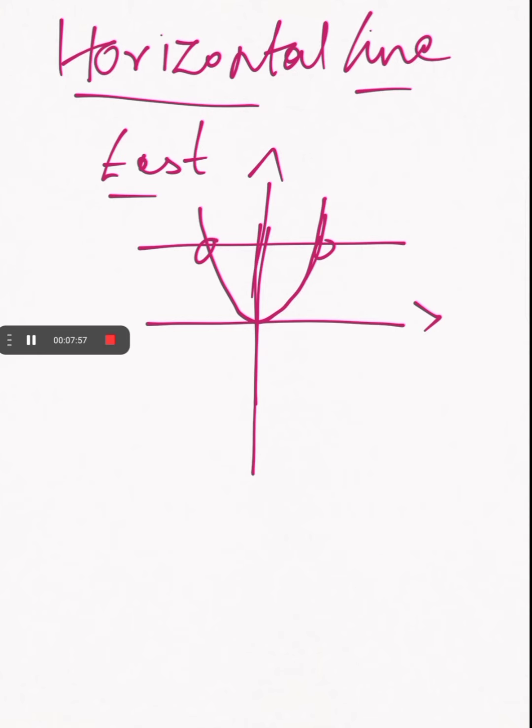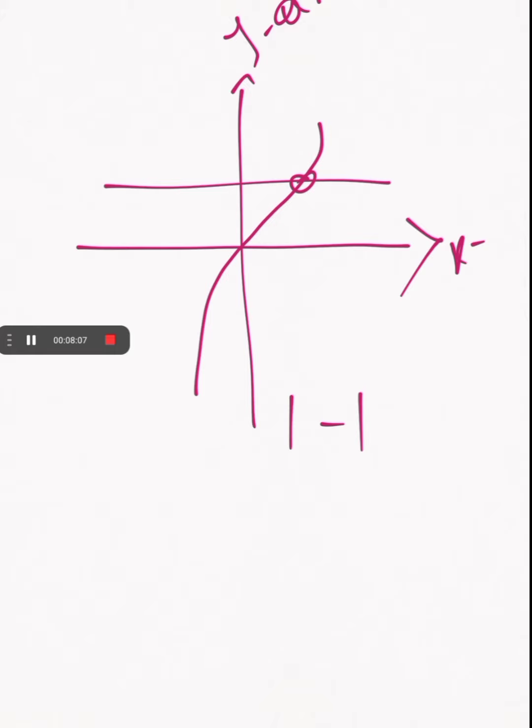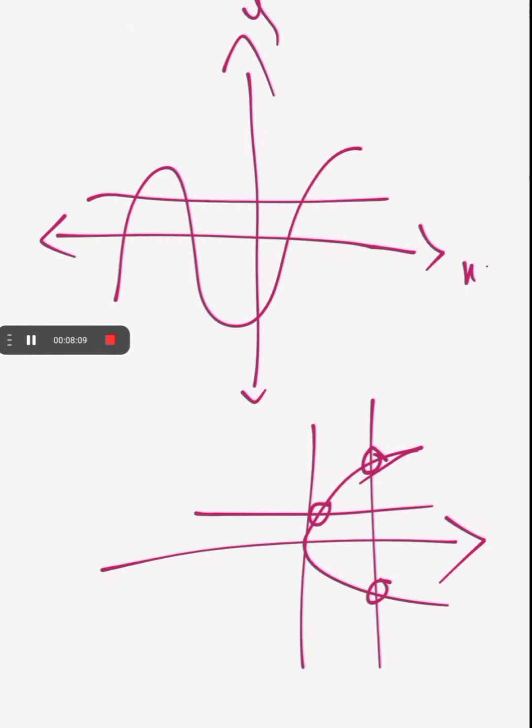We need to check whether the graph is a one-to-one function or not. We use the horizontal line test. This graph is not a one-to-one function, but this is a function, right? Okay. Then another graph is here. This is a one-to-one function. This is not one-to-one because it intersects at more than 1 point. This is not a function, right? Not a one-to-one function.